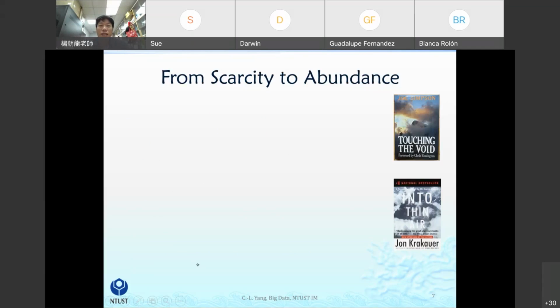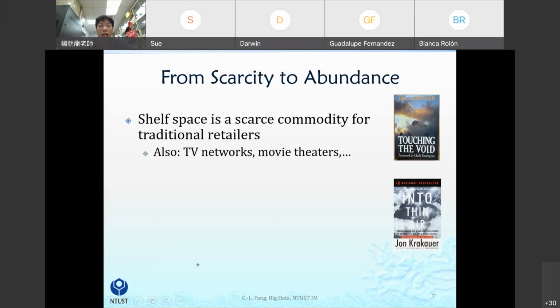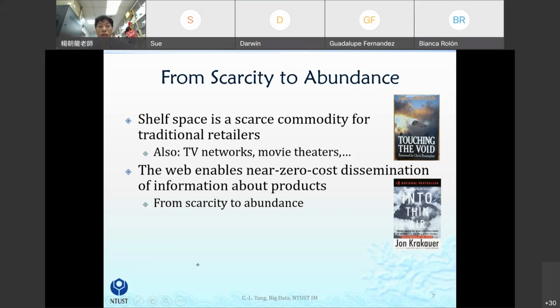Our data is very scarce, and how to use it is particular for TV networks or movie and theater. It's kind of a scarce commodity, where you have some item you want to offer to a customer. But there are some websites with what is called near-zero cost for dissemination of information. For example, you go to a website and just put your items on it. The cost is relatively low.